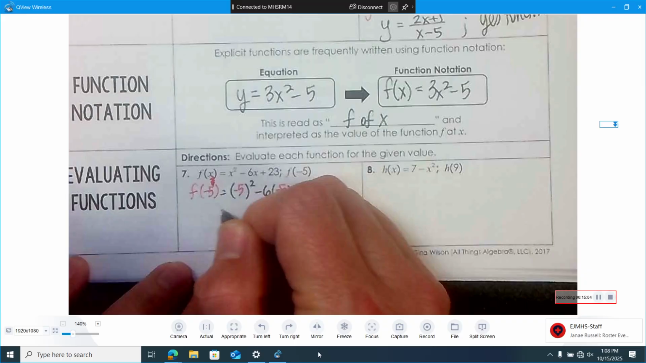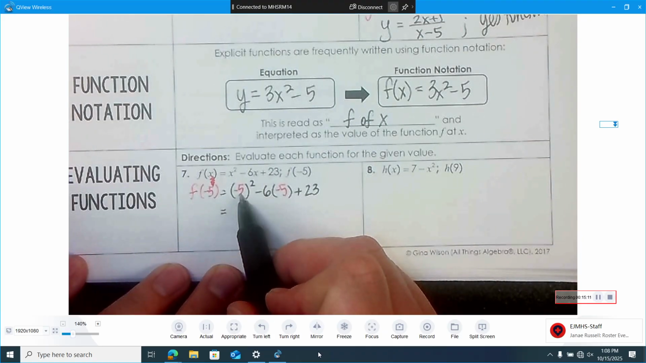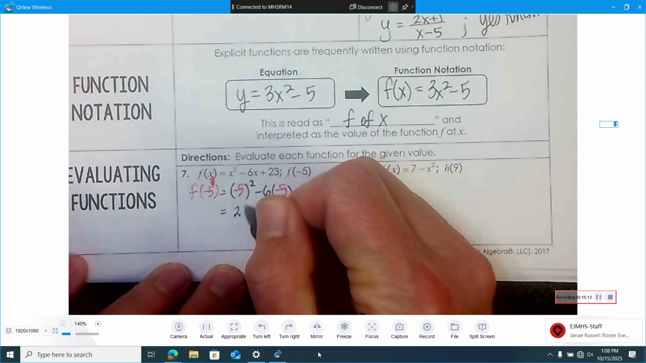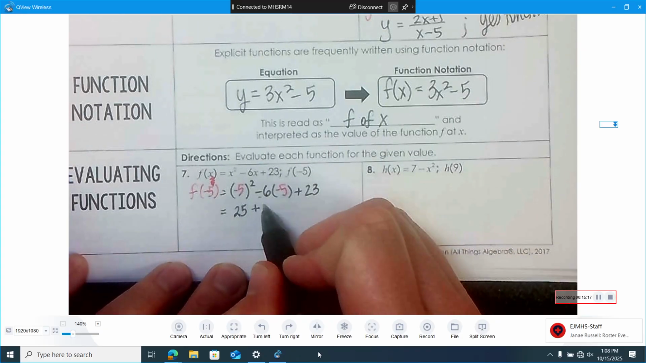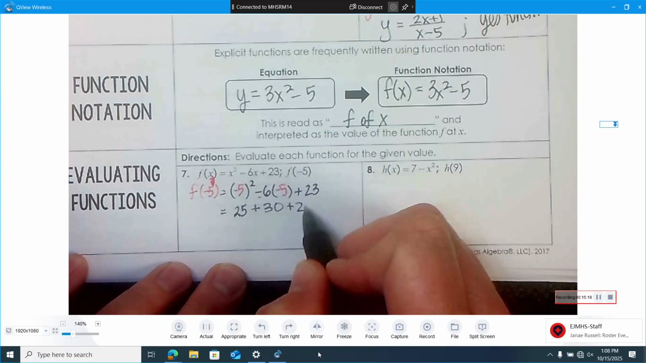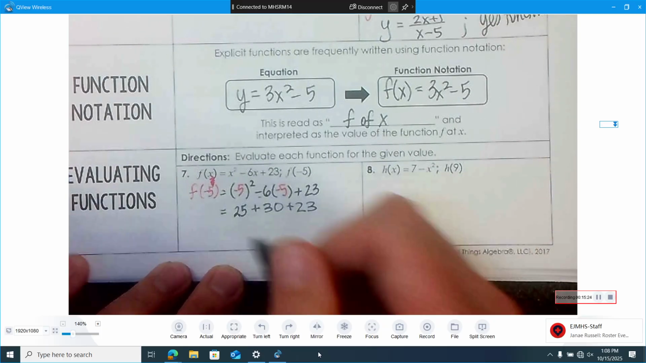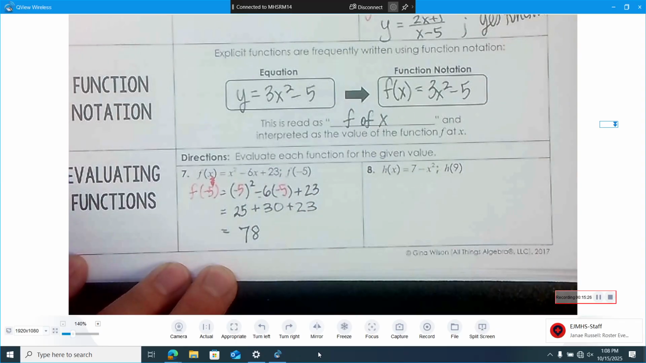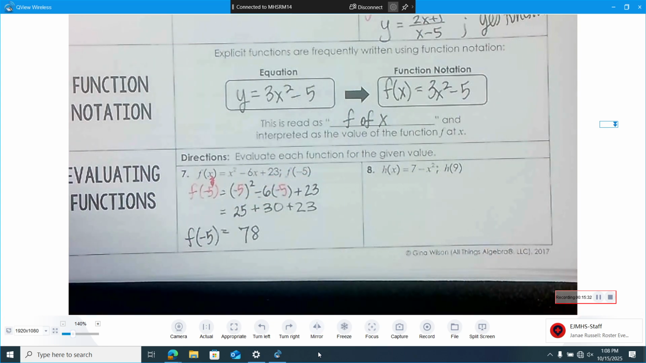A negative 5 squared is? Oh, careful. 25. This is negative 5 times negative 5, which would be positive 25. Negative 6 times negative 5? 30, positive 30 plus 23. I'm getting 78. Can I get a second? So we would say f of negative 5 equals 78.